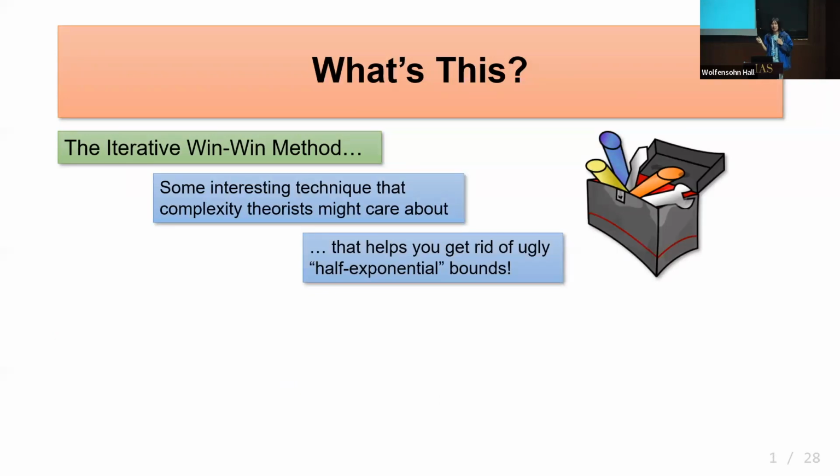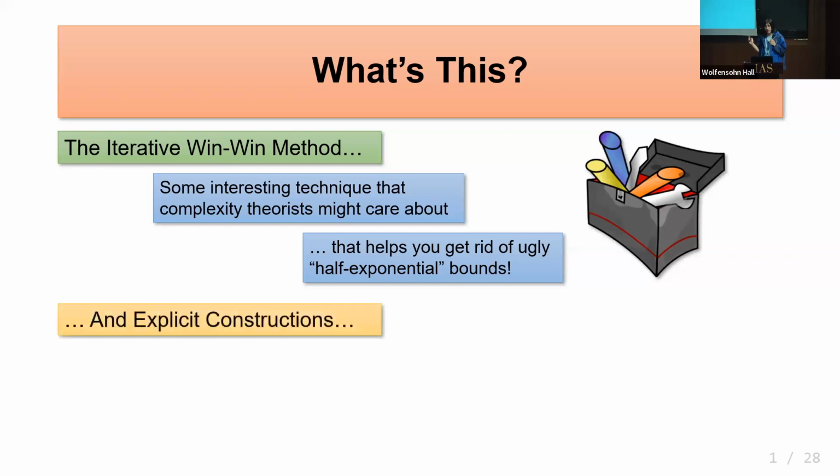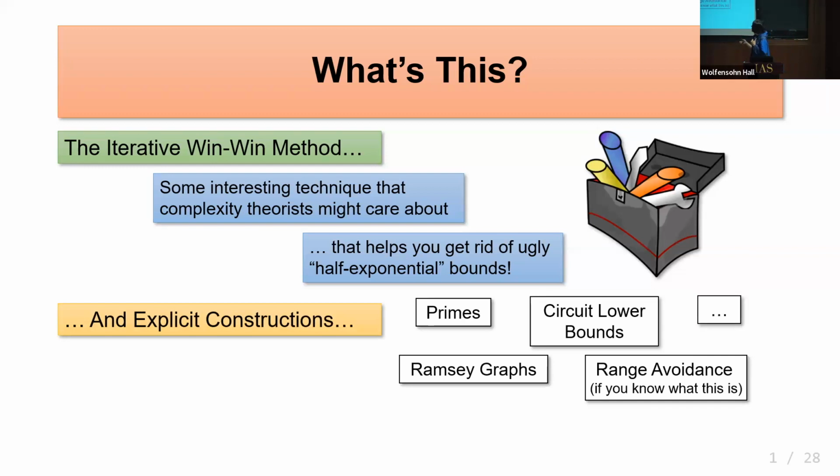So first, the main subject of this talk is something called the iterative win-win method, which is an interesting technique that complexity theorists might care about. Spoiler: this method is used to perform win-win analysis, and traditionally win-win analysis gives us non-trivial results, but this kind of method has the potential of getting near optimal results. So far, this method has been effective on so-called explicit construction problems, which are explicit constructions of random or pseudo-random objects, like Ramsey graphs and circuit bounds, and something called range avoidance, if you know what that is.